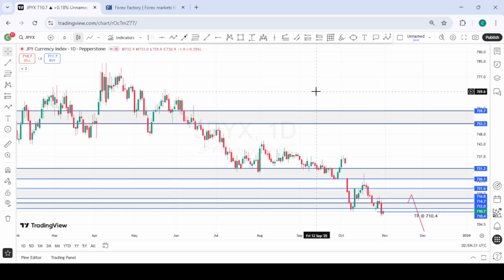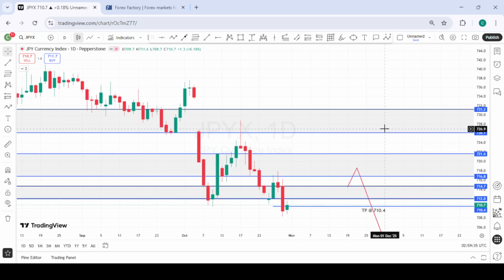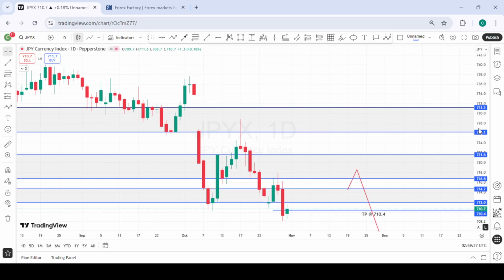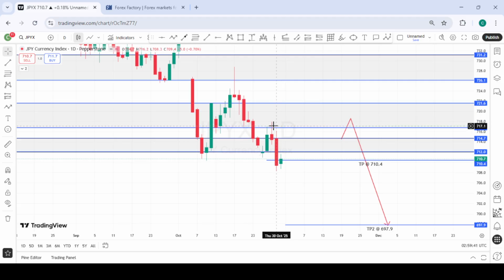We have here the Japanese yen index, and it's extremely bearish now. Price made its way to our area of interest here and gave us a nice reaction from this zone. So going into next week, we'll be expecting price to pull back to this very zone to give us a bearish confirmation to the downside.